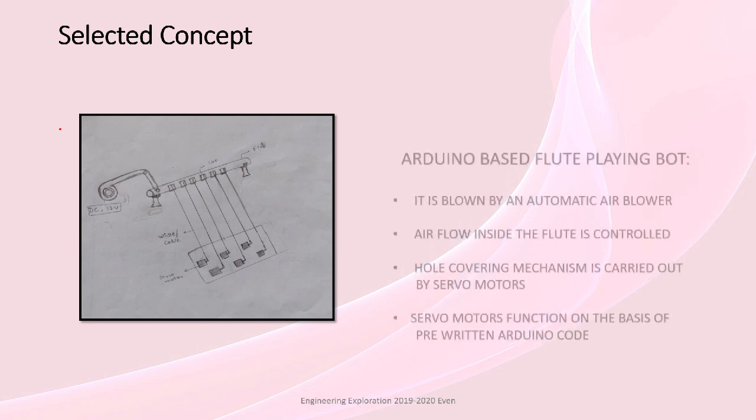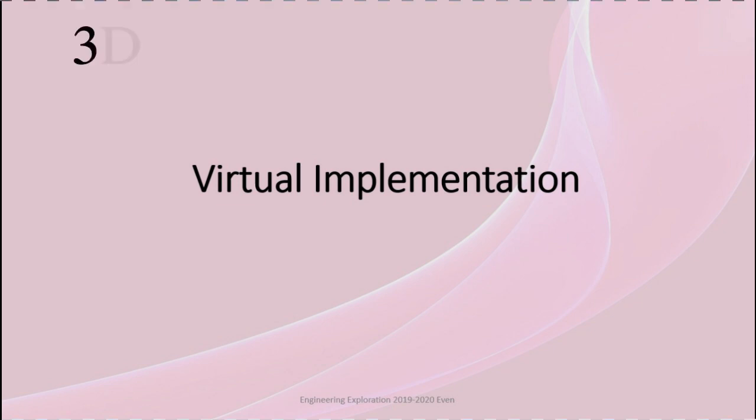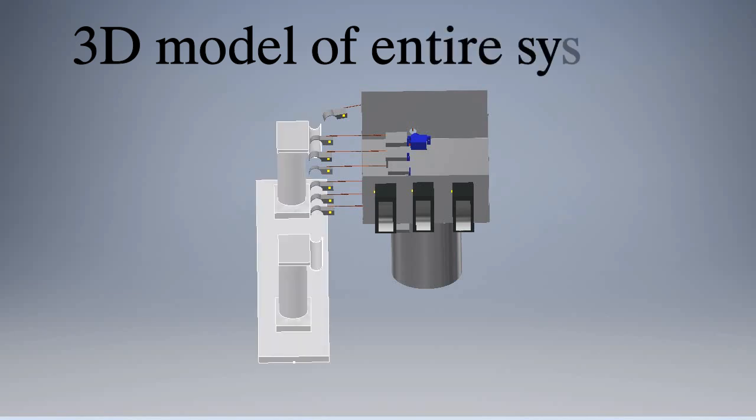After looking into all concepts, we selected the concept of Arduino-based flute playing bot as it satisfies our problem definition to more precise levels. Let us look into the 3D model assembly of our entire system. This part is the flute stand whose base is made up of acrylic sheet. These are the nylon rods upon which the grooves are made by bending the acrylic sheet. The inner curvature of these grooves matches with the outer curvature of the flute so that the flute fixes firmly.